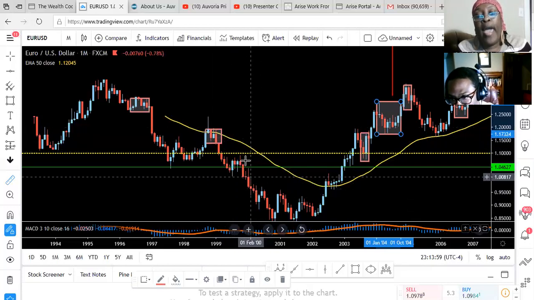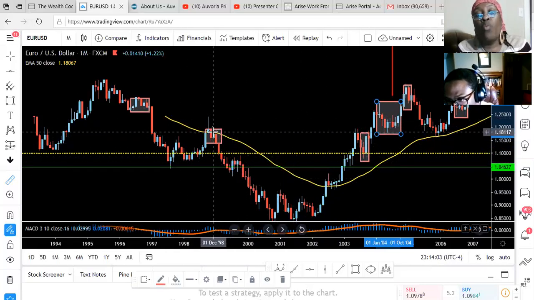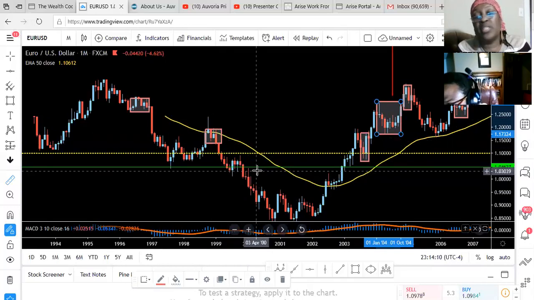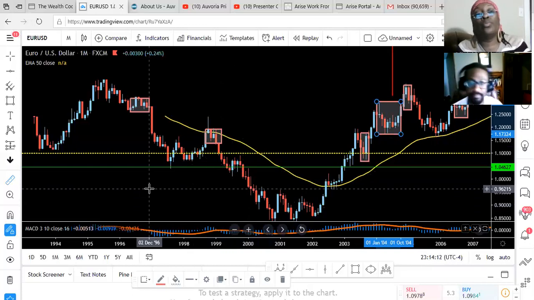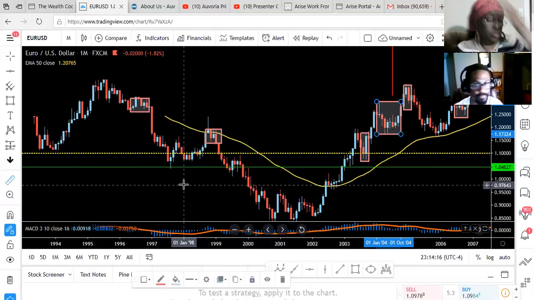And like I said, I love the 50. I use it for everything. When my bearish candle is closing below my 50, I already know I'm in seller's territory. It's time to rock and roll. Moving average 50.